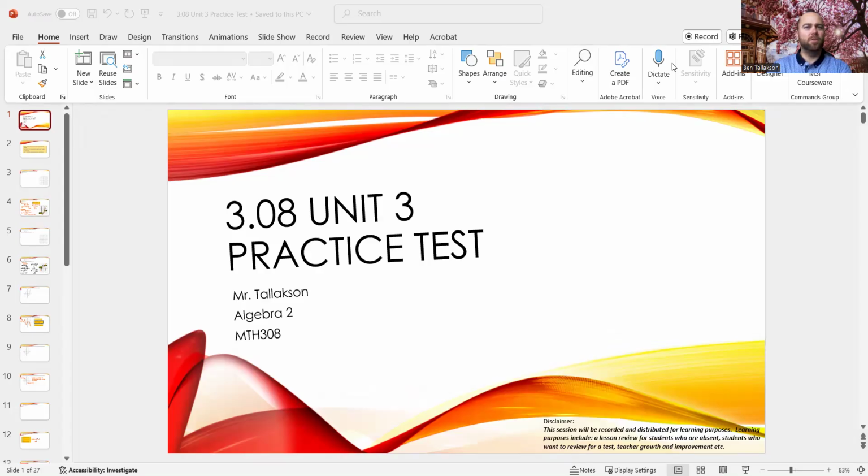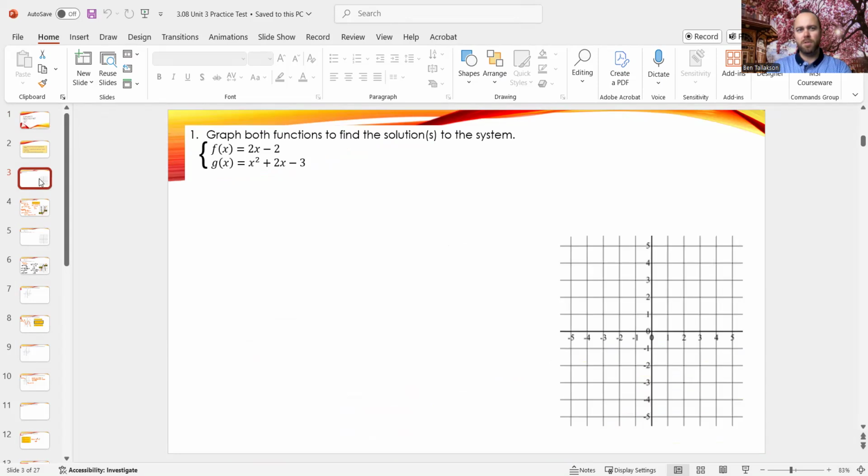Right, let's take a look at the Unit 3 practice test. For every problem, I'm going to pause for just a moment to give you a chance to pause the recording and test yourself before I go over it with you. So here's number one, graph both functions to find the solution or solutions to the system.